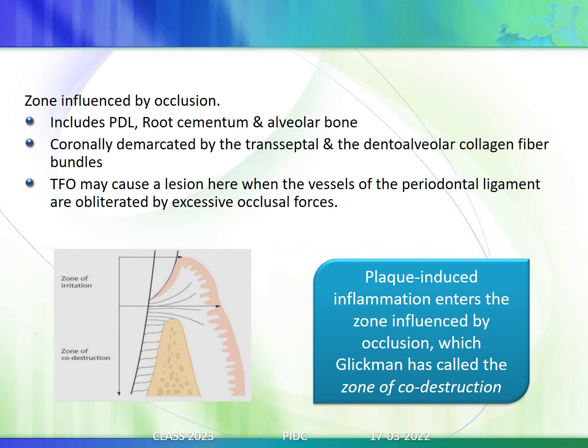As per Glickman, when the plaque-induced inflammation enters the zone influenced by the occlusion, he used the term zone of co-destruction. So when the plaque-induced area turns into a pocket and enters into this area, that is into the area of your periodontal ligament or alveolar bone, it is termed the zone of co-destruction.